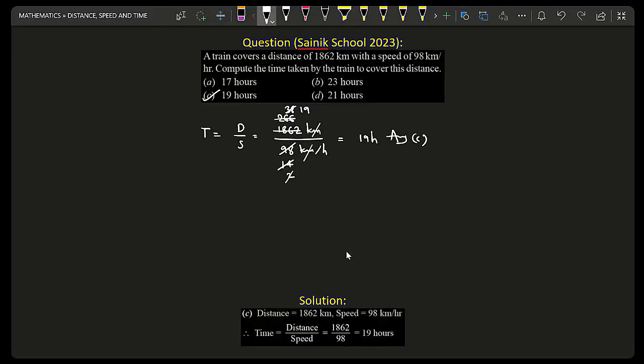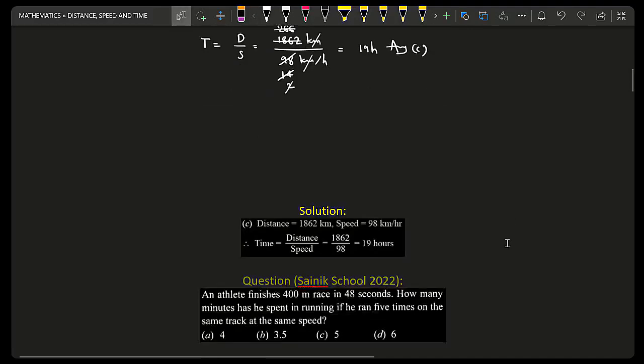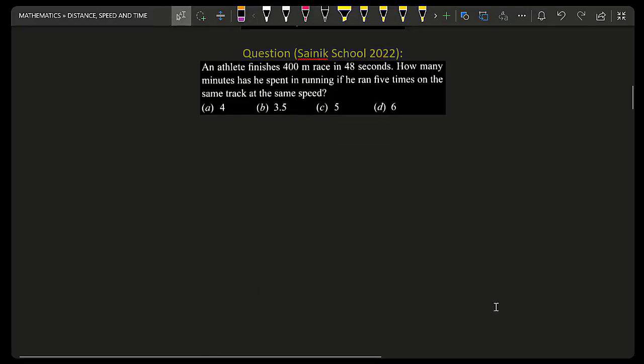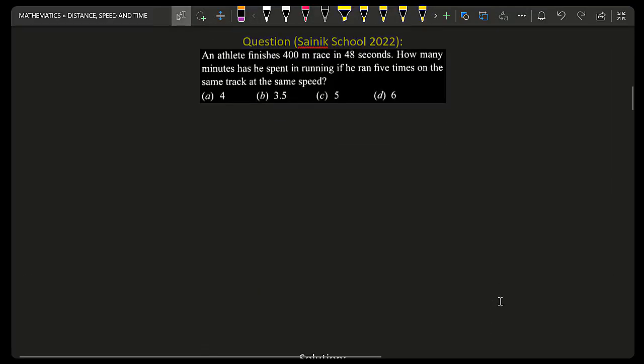So the time formula is distance by speed, and if you cancel, you are getting 19 hours. Next question came in the 2022 paper. An athlete finishes a 400 meters race in 48 seconds. How many minutes has he spent in running if he ran 5 times on the same track at the same speed? So who is going to answer this question? Keep your hands raised.